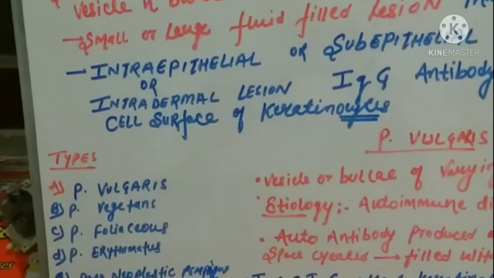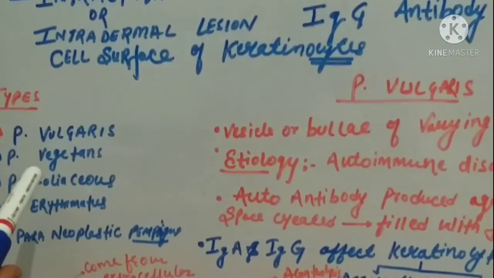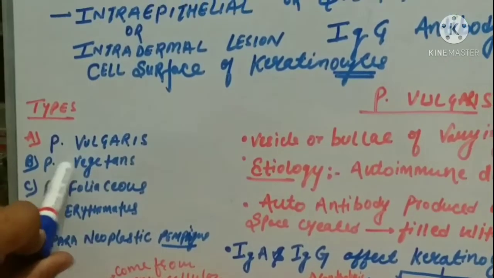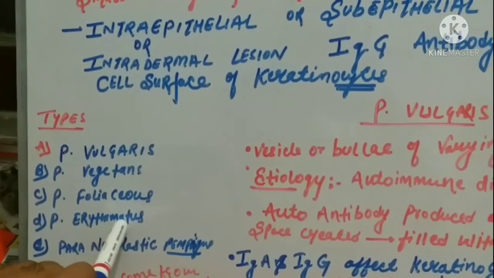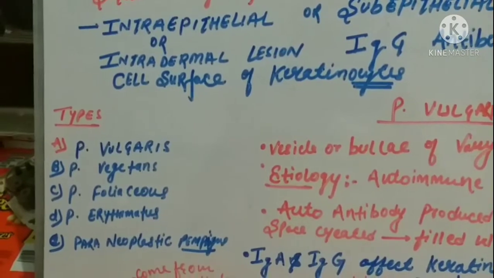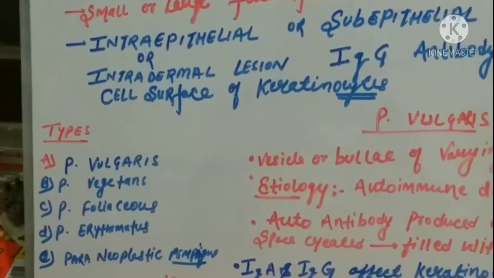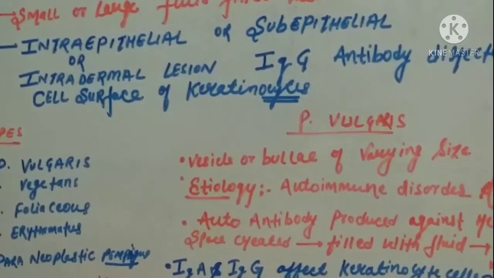Now come to the types of pemphigus. Pemphigus has the following types: pemphigus vulgaris, pemphigus vegetans, pemphigus foliaceus, pemphigus erythematosus, and paraneoplastic pemphigus. Out of these, pemphigus vulgaris is the most common, and in the long question you will be attempting pemphigus vulgaris.